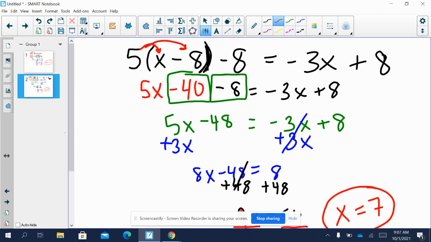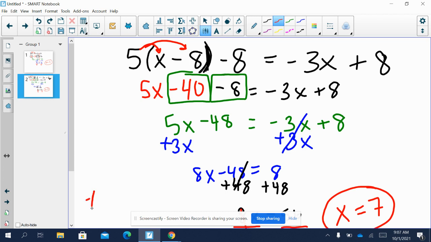That's what I would get on the left. Now I'm going to check on the right. Well, negative 3 times 7 is negative 21. If I add 8 to negative 21, I get negative 13. So I have negative 13 on both sides, and it checks out.